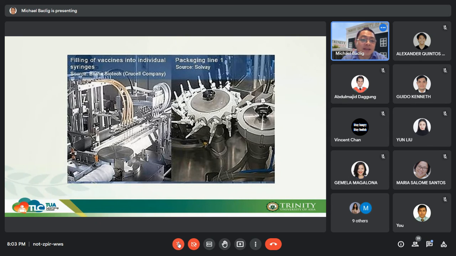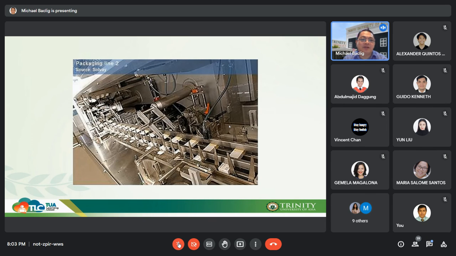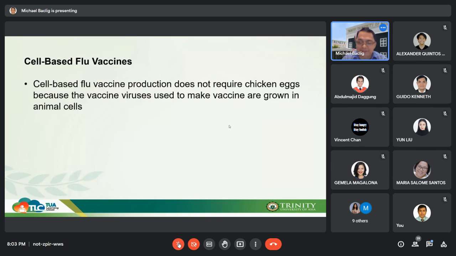Looking at this, it's fully automated. There is no manual method here, so that everything will be sterile. And then of course you have your packaging as shown here. They are available in vials or in syringes, and this is the packaging system.